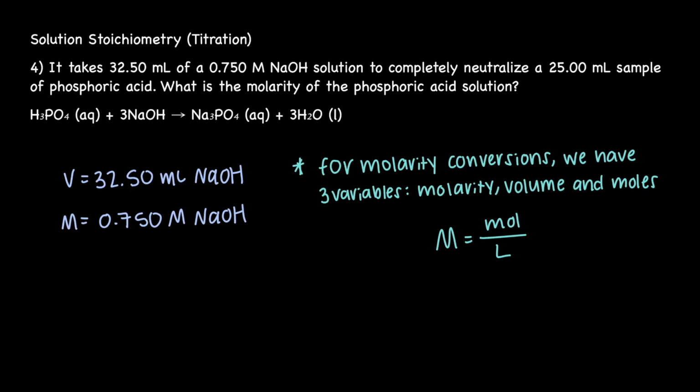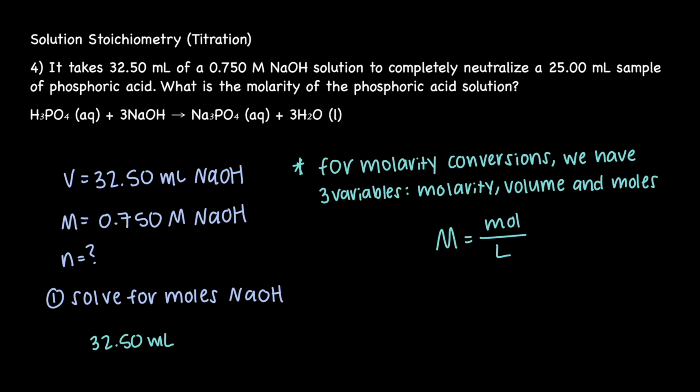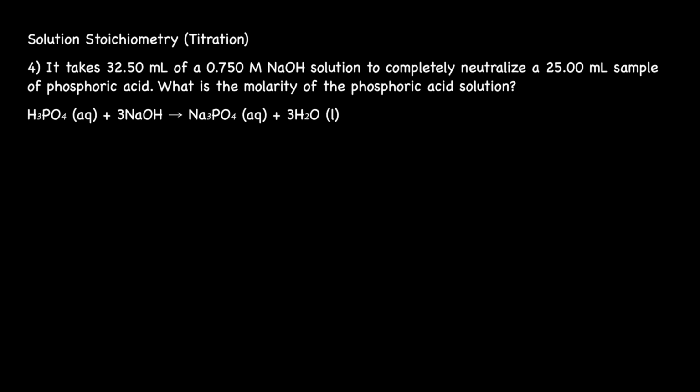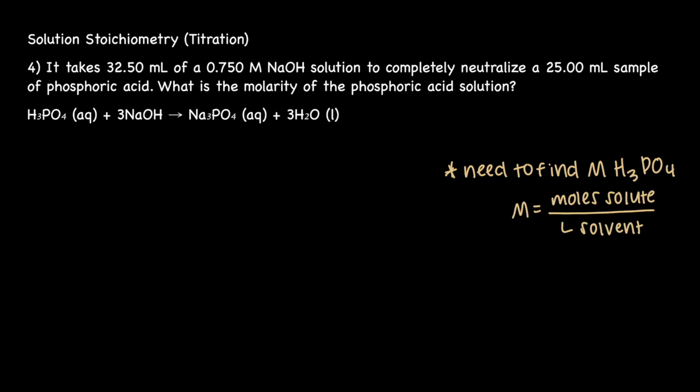The missing variable this time is moles of sodium hydroxide, so our first step could be solving for moles of sodium hydroxide using the volume and the molarity. The volume given is 32.5 milliliters of sodium hydroxide. We can convert milliliters to liters using a prefix conversion, and then liters to moles of sodium hydroxide using the molarity value. We need to find the molarity of the phosphoric acid solution. Molarity equals moles of solute divided by liters of solvent. We are given the volume of the phosphoric acid solution, so we are only missing moles.